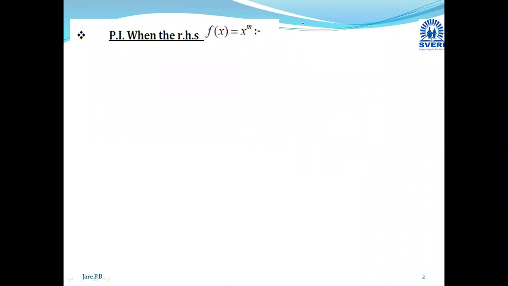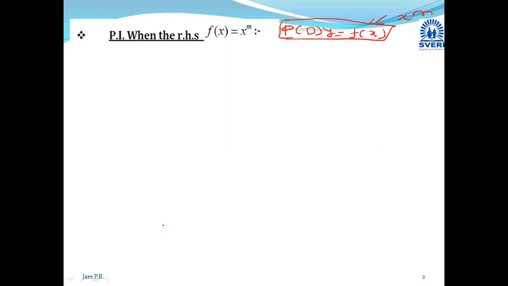We know that phi of D operator on y equal to f of x, where the function here is x raised to m, is called a linear differential equation. Now we are asked to find the solution of this LDE. So how to find the solution? There are several methods. In that we have the shortcut method, and we have seen it particularly for f of x containing x raised to m.